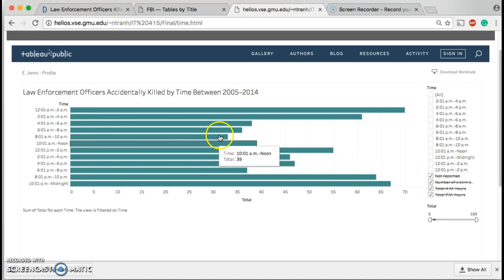And then you can also see that this time right here, 8 a.m. to 10 a.m., has the least number of officers killed, which is 33.